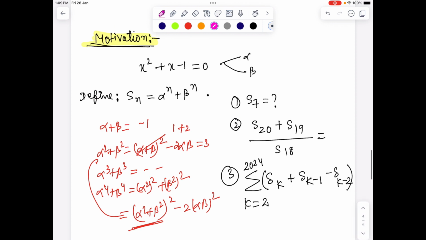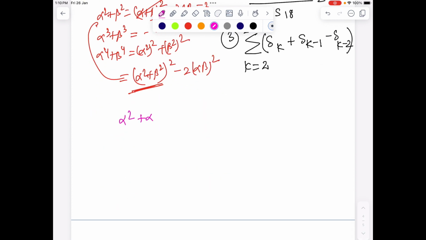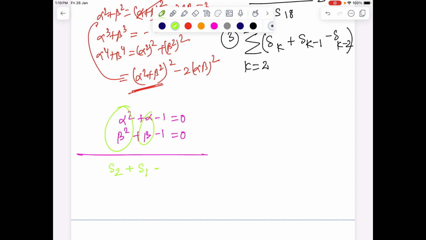Since alpha is a root of this equation, clearly alpha will satisfy this, right? So alpha square plus alpha minus 1 equals 0. It may be real or imaginary. So is beta. So beta square plus beta minus 1 is going to satisfy this. Now we can definitely add the equations. By adding, we get a very interesting result. By definition, alpha square plus beta square we can name by a symbol S2. So S2 plus S1 minus 2 equals 0. So if we know S1, we can easily calculate S2 from here, right?